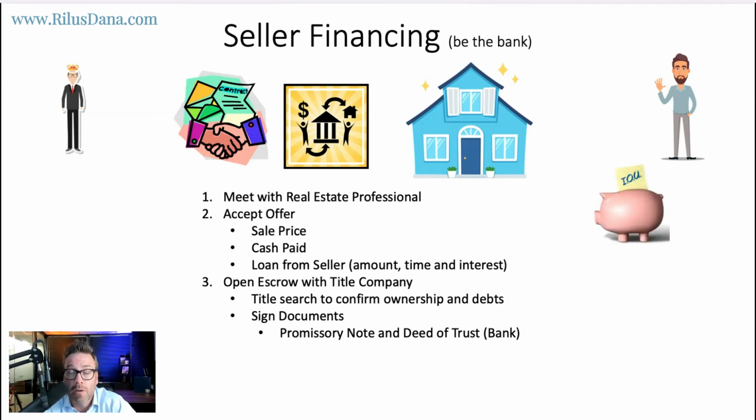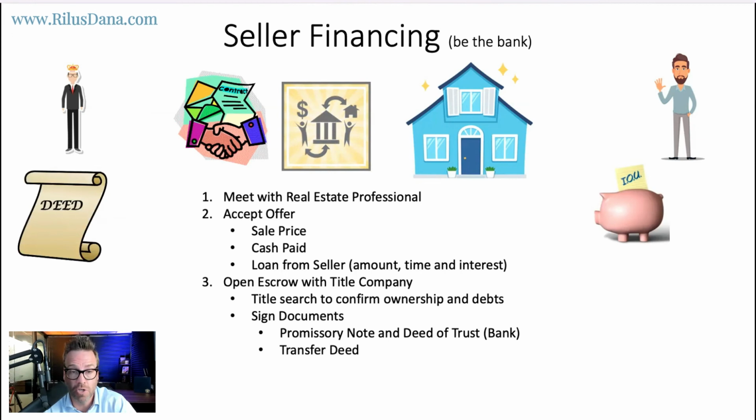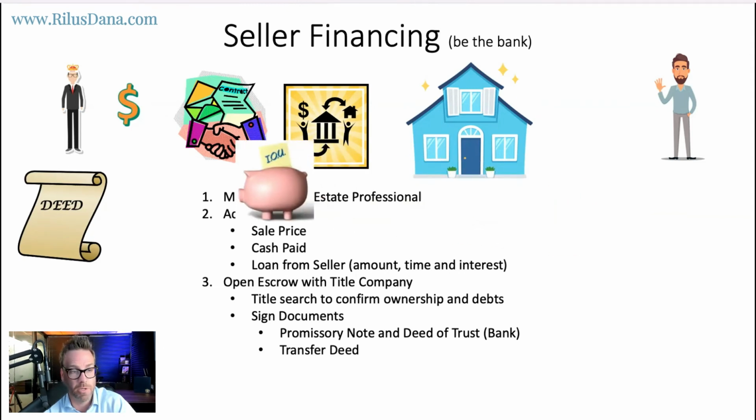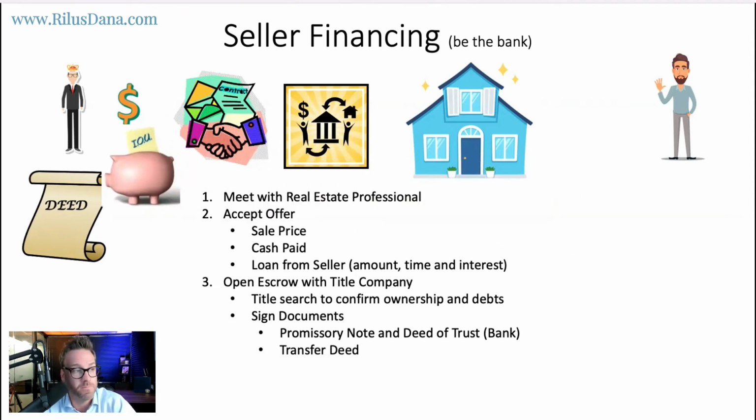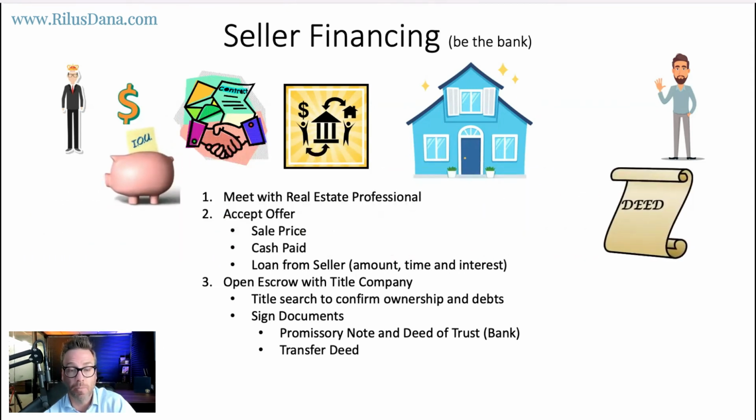So the seller is going to have security. They're going to have a deed of trust, and they're going to have their interest secured. So maybe there's some payment from the seller, there's a loan from the seller, and then the new buyer ends up with the deed. So they're now the owner of the property, and the seller now owns a note. They own the right to get paid. So this entitles them to an income stream.